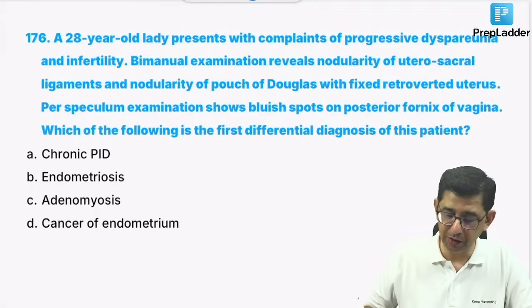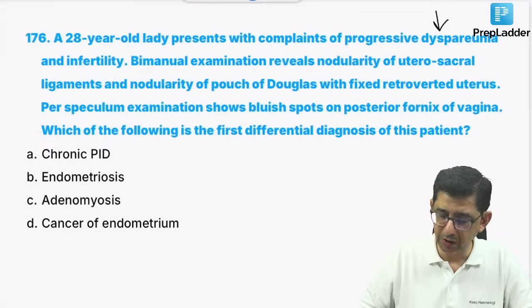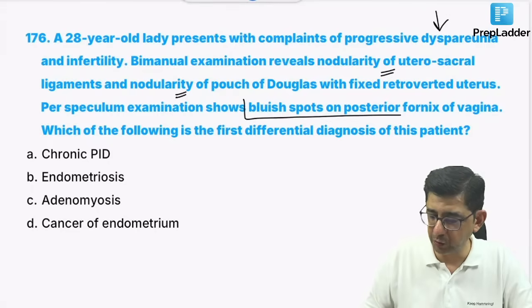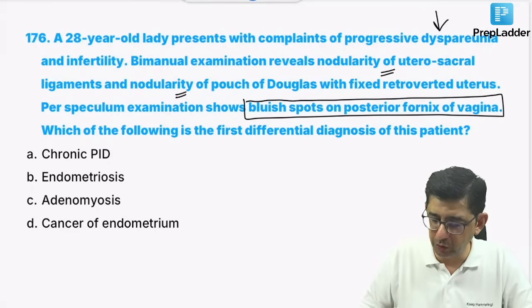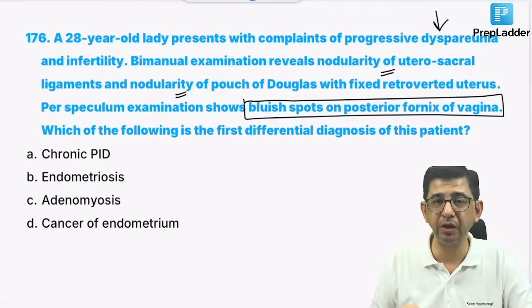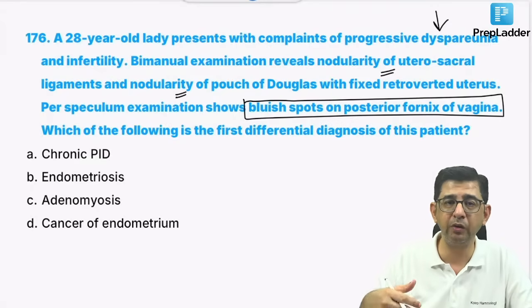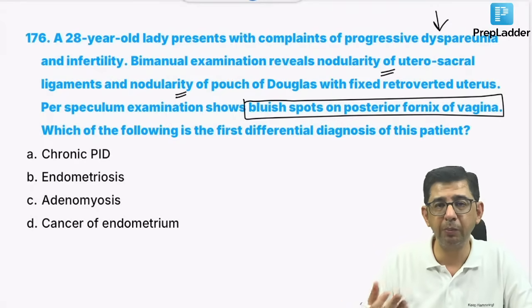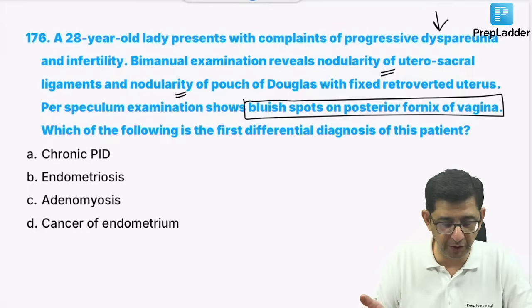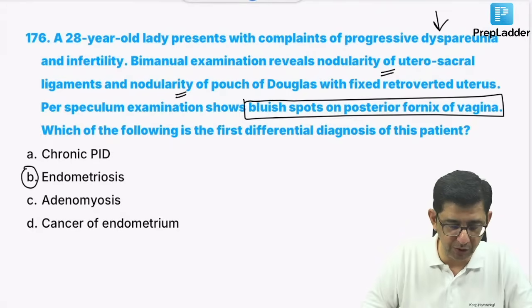In this question, there is dyspareunia, painful intercourse, infertility, and then the keyword is nodularity of the uterosacral ligaments, nodularity in the pouch of Douglas, and bluish spots on the posterior fornix of the vagina. That means there is some bleeding going on, right? Some endometrial tissue is present in the posterior fornix of the vagina, and this endometrial tissue can be present in the uterosacral ligaments and even in the pouch of Douglas. So that tells me that this is a case of endometriosis. The correct answer for this question would be option B.